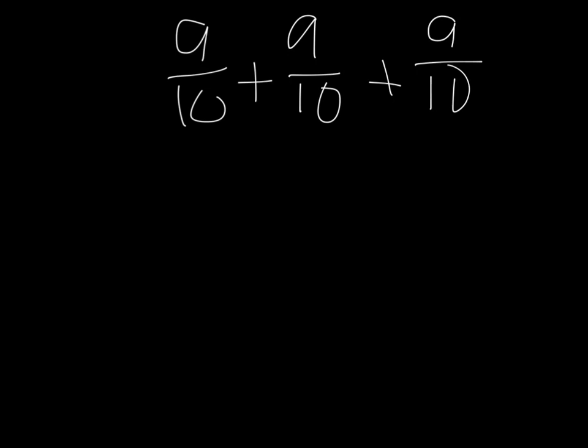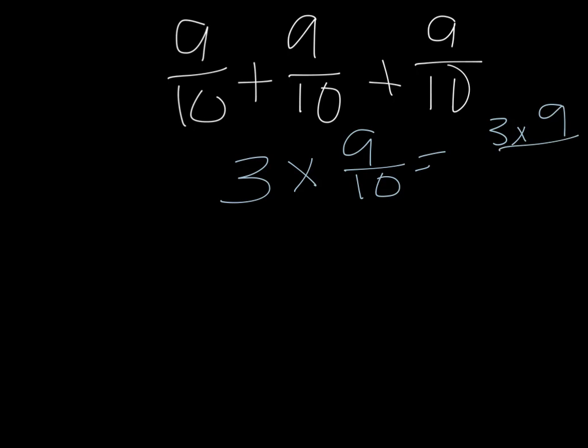Let's practice this with 9/10 plus 9/10 plus 9/10. We'll start by rewriting it as a multiplication sentence. So we have 9/10 3 times, so we're going to take 3 times 9/10, and then we can do 3 times 9 over 10, which gives us 3 times 9 equals 27 over our original denominator of 10. Now we need to convert this into a mixed number.